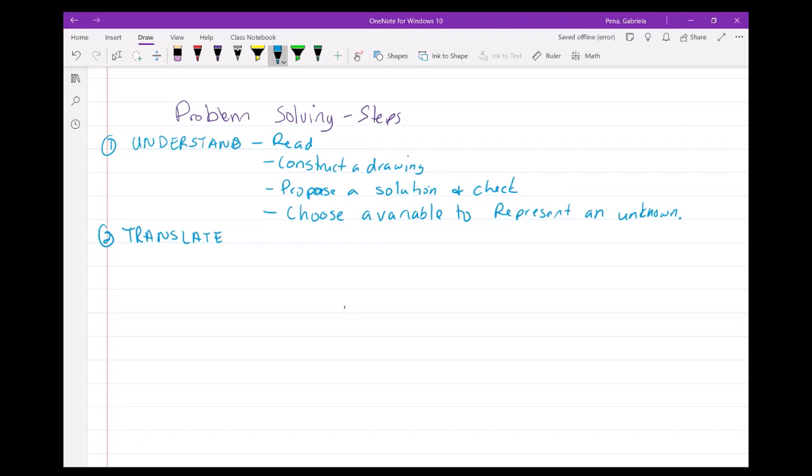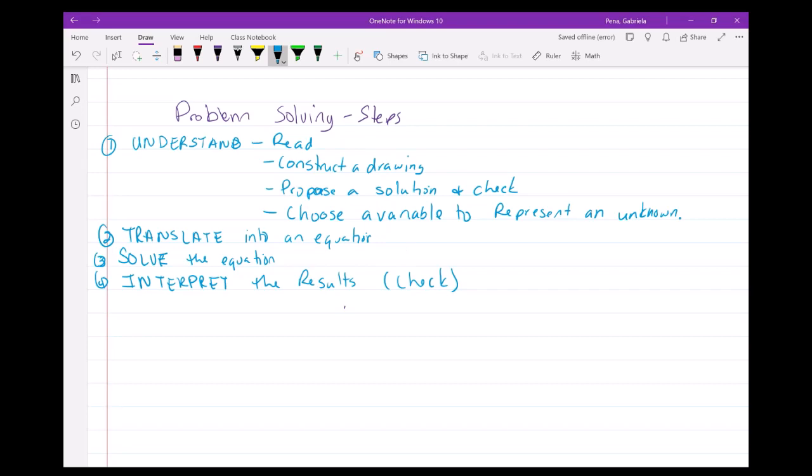Translate the problem into an equation. The next thing you do would be to solve the equation. And the fourth thing you would do would be to interpret the results. Which basically means you could check. Or if they're talking about gas, make sure you know what you're talking about and things like that.